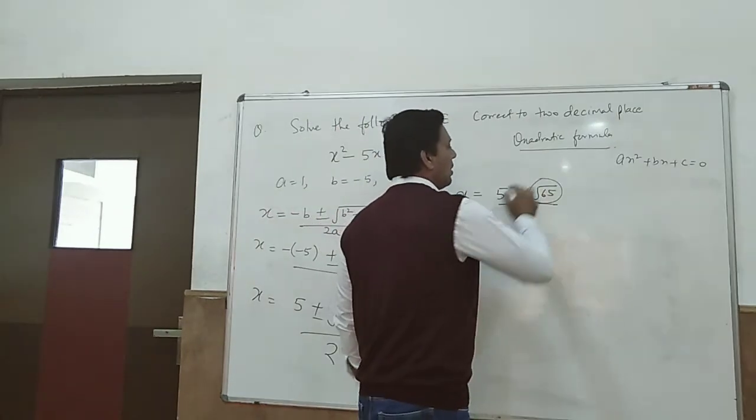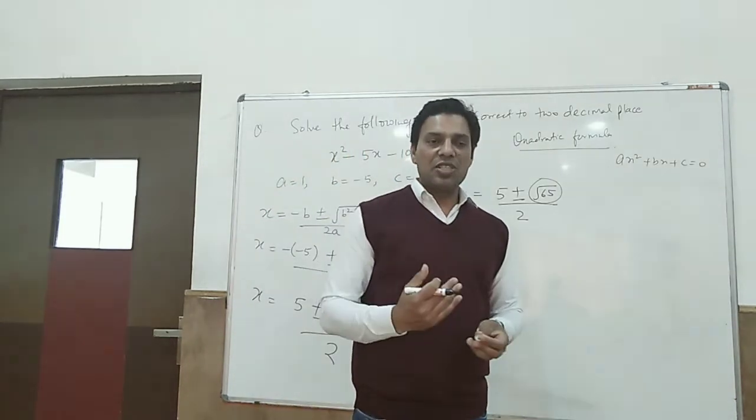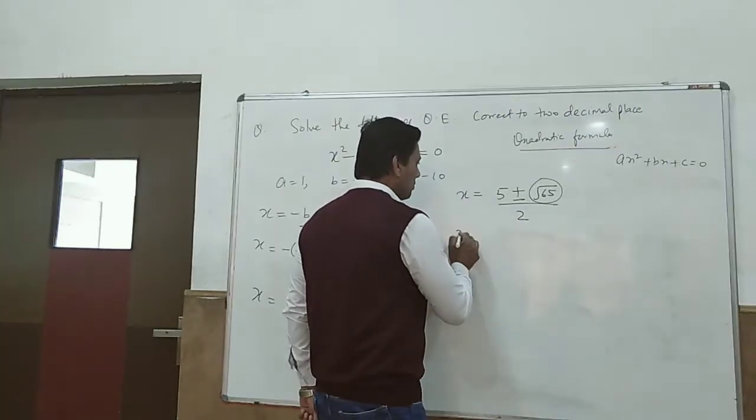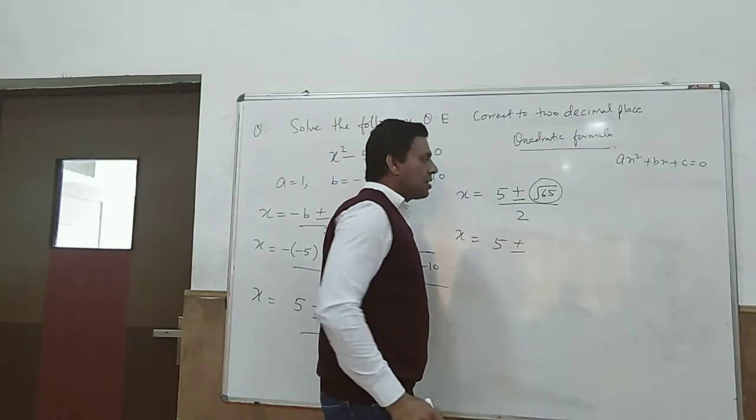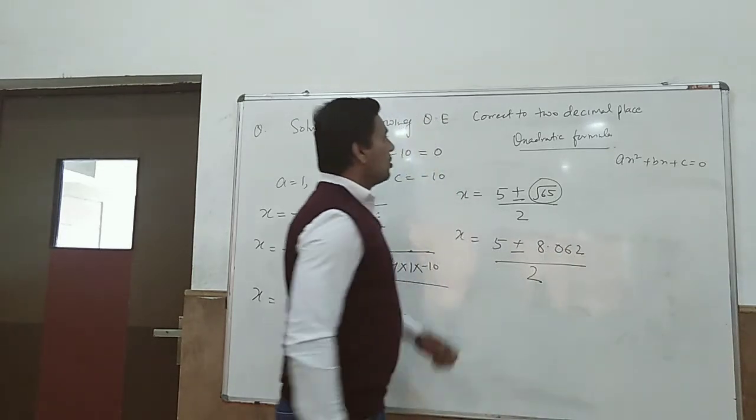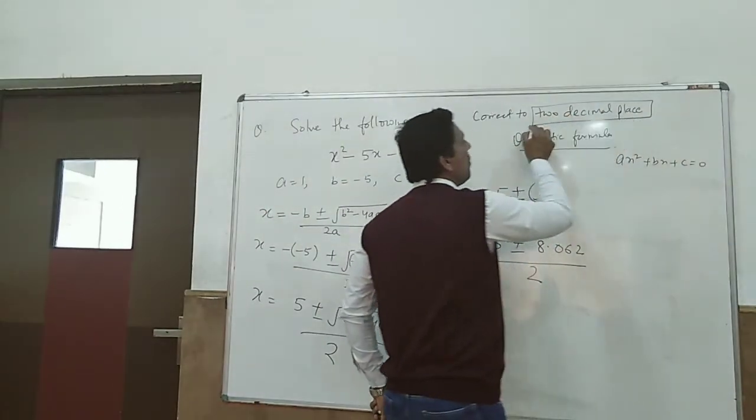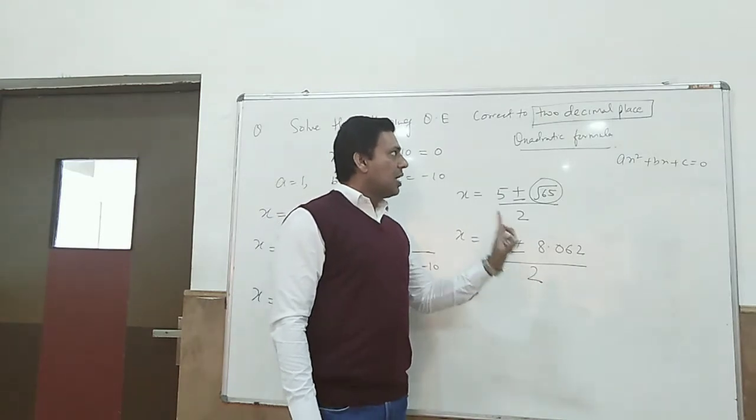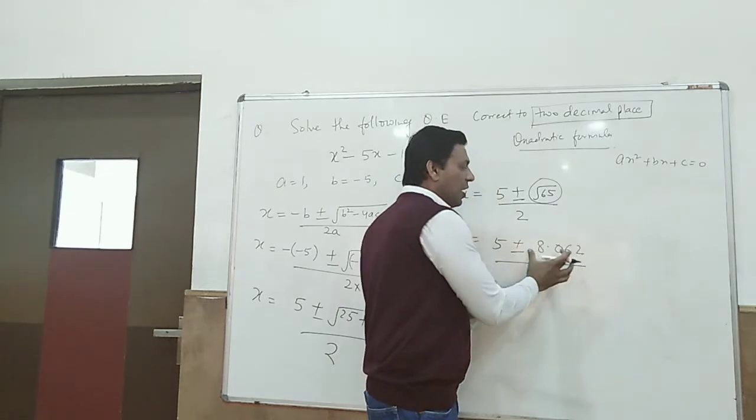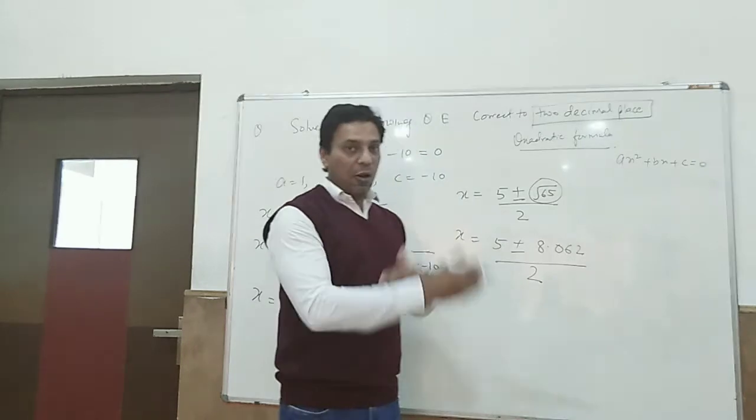Now we have to find the square root of 65. So we can check it and find it. Here I can tell you, x is equal to 5 plus minus 8.062 upon 2. Here you have to check that we have to find the answer to 2 decimal places. So remember, if you have to find the answer up to 2 decimal places, kindly take the square root value up to 3 decimal places, so that you can finally round it off.